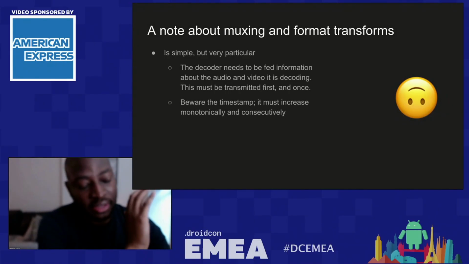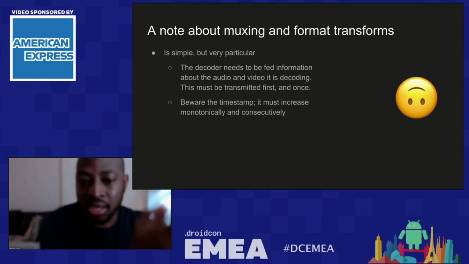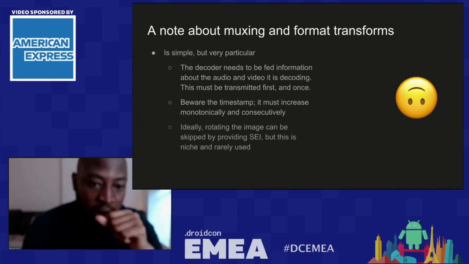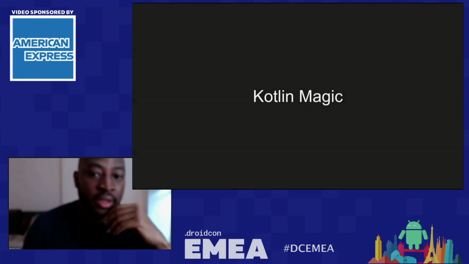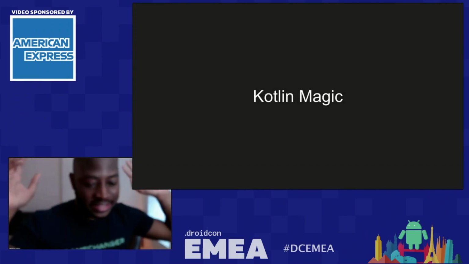As far as FLV goes, each frame has a timestamp, and this timestamp must increase monotonically and consecutively. It must always go up. Ideally, like I mentioned before with ExoPlayer, rotating the image can be skipped by providing SEI, but this is niche and very rarely used.